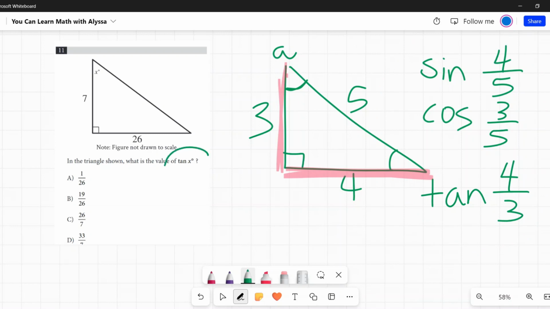So this time they're asking us for tangent. As we said, the tangent of x is going to be that opposite side, which is 26, over the adjacent side, the leg that is touching that angle, not the hypotenuse. The hypotenuse isn't the longest side. It does not have a part in tangent. That's all you need to do is identify that they're asking for tangent, opposite over adjacent. And so that would be C, 26 over 7.